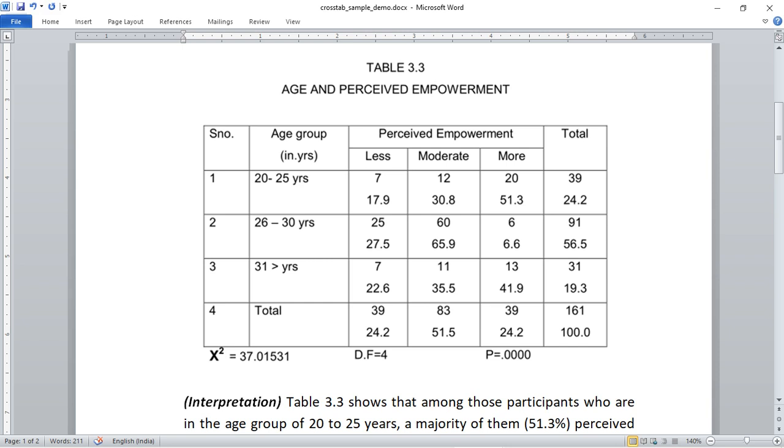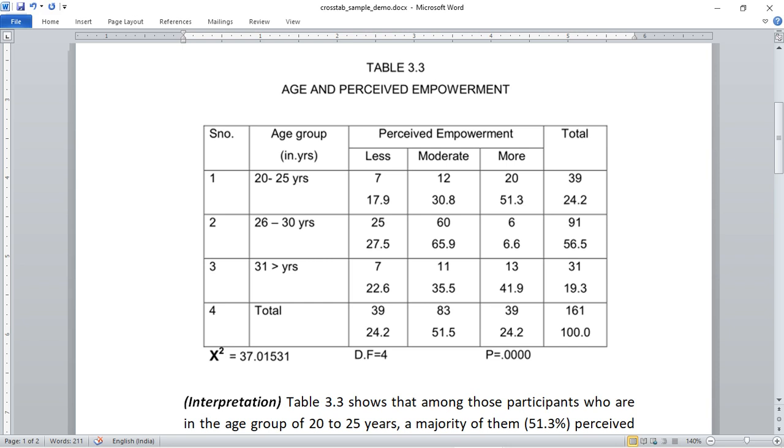How many are empowered? Among the age group, how many are empowered? Among this age group, how many are empowered? So you can write three paragraphs actually. For example, among age group of 20 to 25 years, you see here, always remember the larger percentage. Look at the larger percentage. Always in statistics, look at the larger numbers, bigger numbers. Then go to the next bigger number, then last number. That's the standard rule.